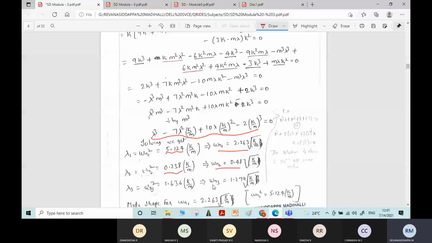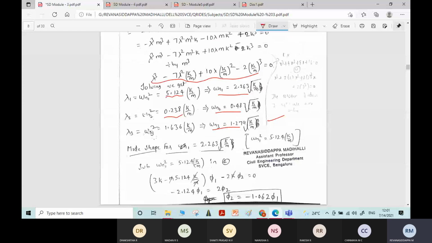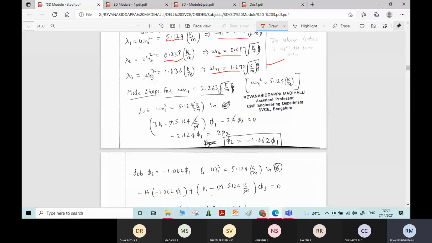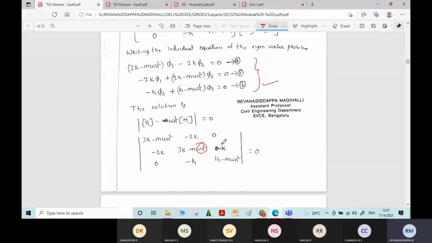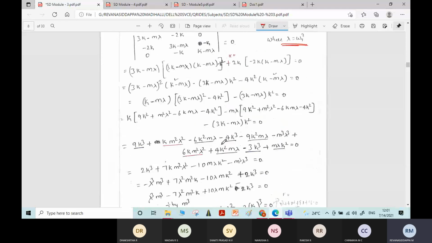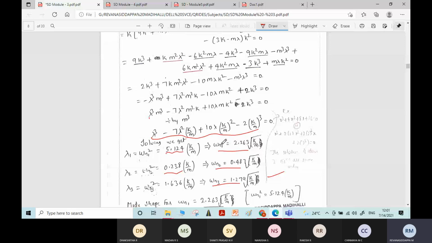Okay, next step is determining the mode shape. Same procedure. First, you need to determine the mode shape for omega n1 is equal to 2.263 root of k by m, or omega n square is equal to 5.124 k by m. While substituting omega n square is equal to 5.124 k by m in equation 4 or 5 or 6, as I told in the previous problem, you follow that one. Directly take the constants. You can directly write the equation.